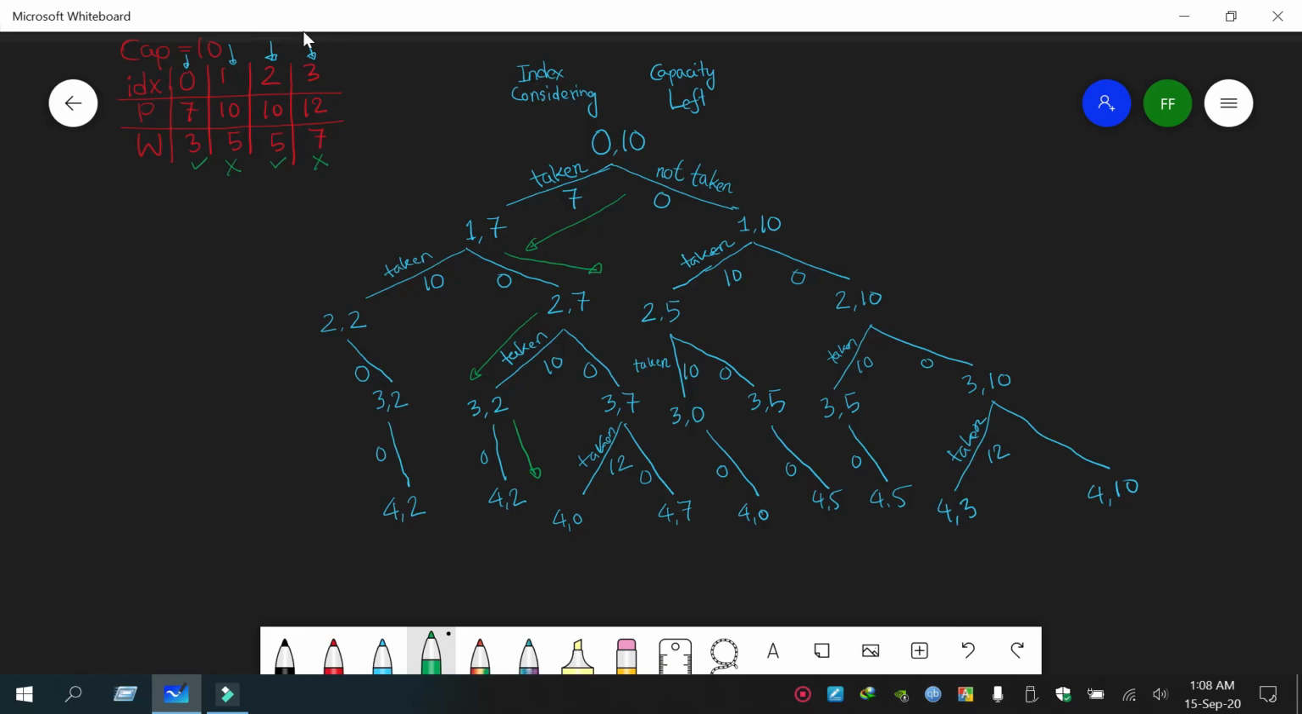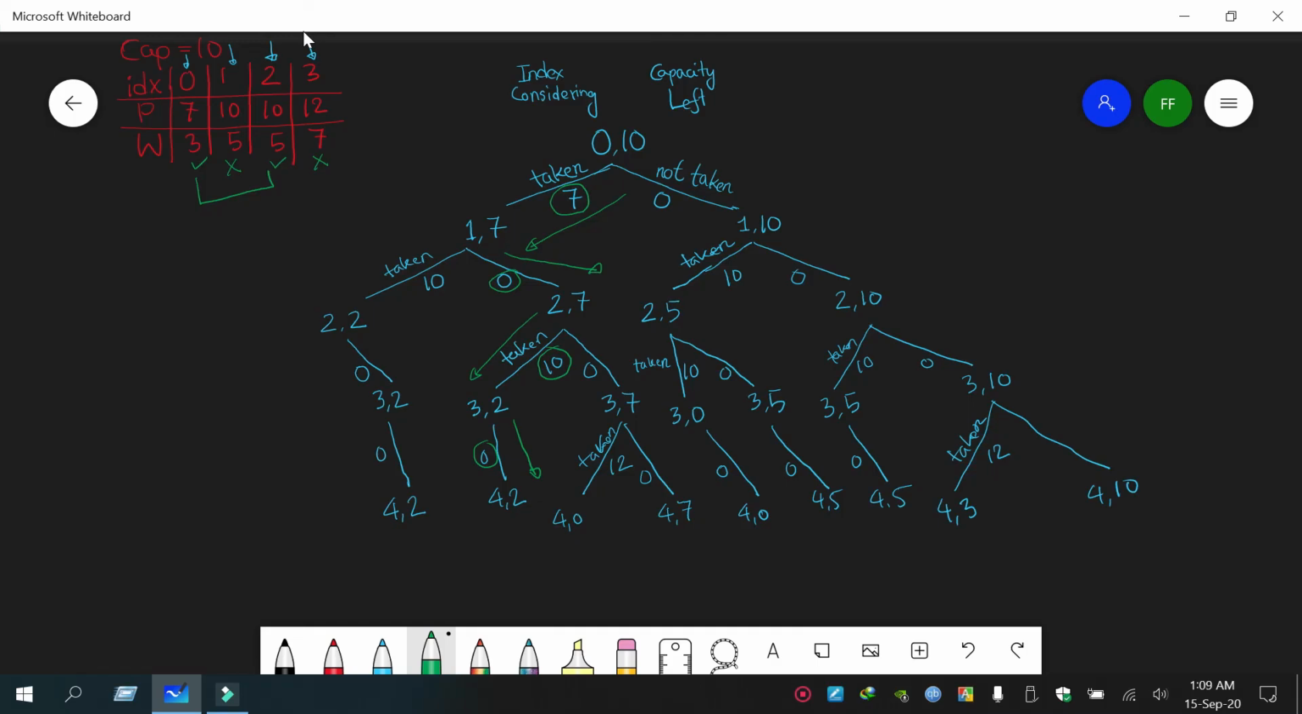And as you can see, if you follow the prices along the arrows, then it's 7 and then 0 because you haven't taken the second item, and then 10 because you have taken the third item, and then 0 again. So the total cost goes to 17, which is true if you take the first and the third item.